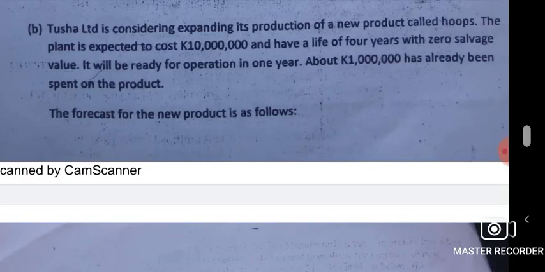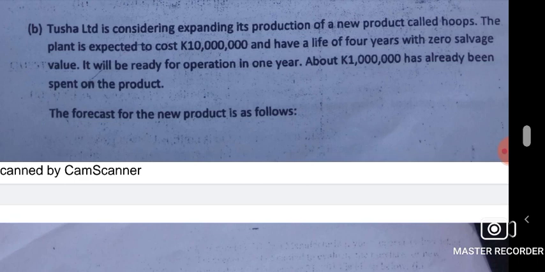So this is the question that we had to do for that makeup tutorial in capital budgeting. The question there, you can see on the screen, is just sampled out from a paper, 2016 Managerial Finance Test 2. Tusha Limited is considering expanding its production of a new product called hoops. The plant is expected to cost 10 million and have a useful life of 4 years with zero salvage value. It will be ready for operation in 1 year.